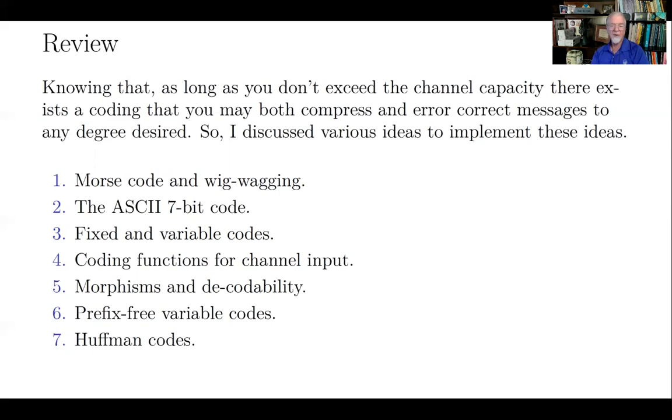So we talked about various ideas of implementing these ideas. One was the Morse code. One is the ASCII 7-bit code. We talked in general about fixed and variable codes. We talked about coding functions for channel input, morphisms and their decodability. They're actually one-to-one.